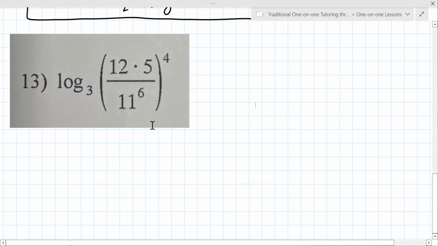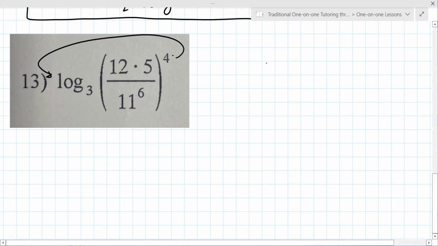Okay, so number 13 here, I've snipped in for us to look at. What do you think here? Which property do you think we should use first when you look at this thing? It's log a over b equals log a minus log b, right? Okay, so you can definitely use that, but I want to draw your attention to this 4 right here. I would probably move the 4 in front first and then apply that property. But the order actually does not matter.